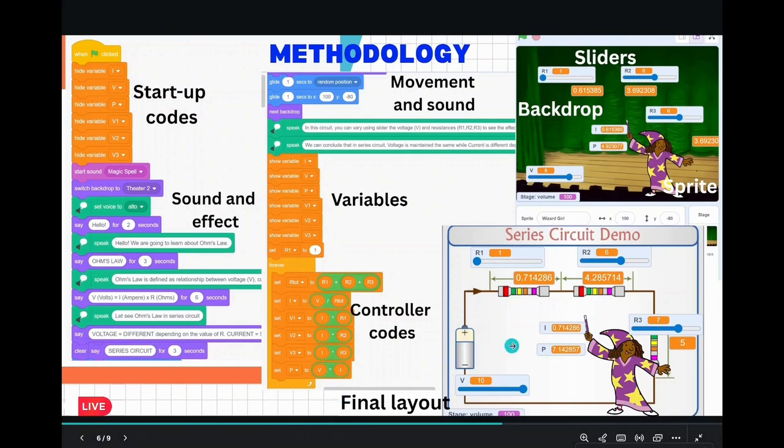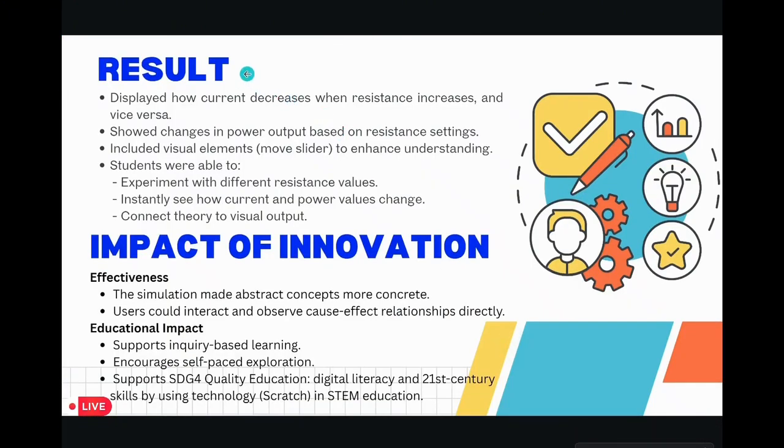As a result, it displayed how current decreases when resistance increases and also vice versa. It can also show changes in power output based on resistance settings. We can also include visual elements, which is a slider, to enhance students' understanding. Students are able to experiment with different resistance values using the slider. Students can also instantly see how current and also power values change. It can also connect theory to visual output.